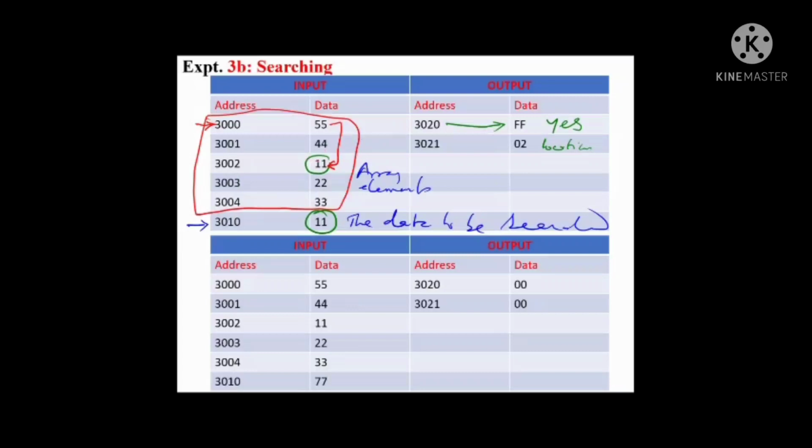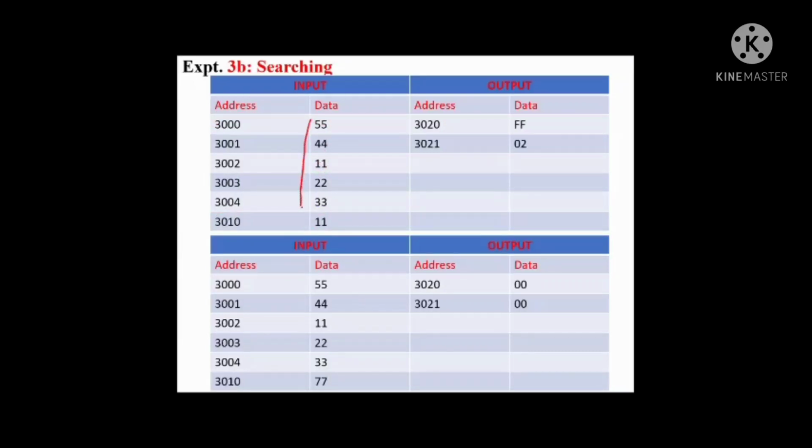So this is the array, and from this array we want to search 11, which I am storing at 3010. After execution, the result is FF. That means the data to be searched is available, and it is at the second position from the starting of the array. This is the relative location of the string.